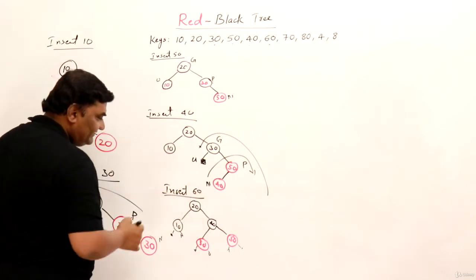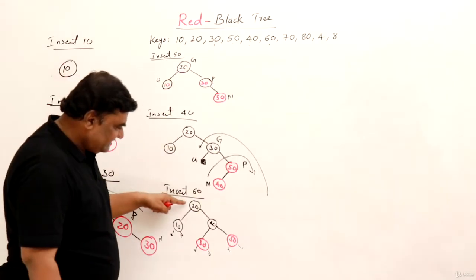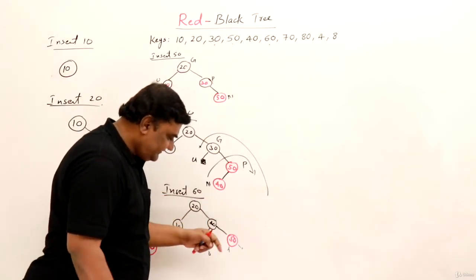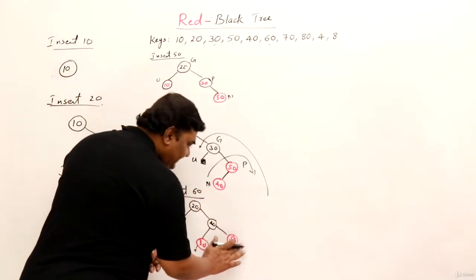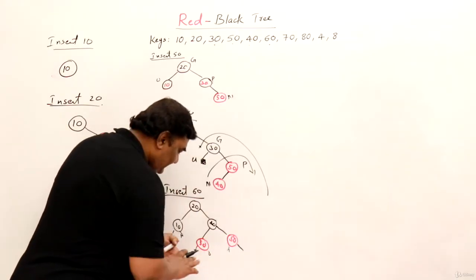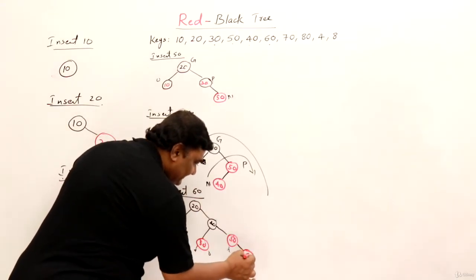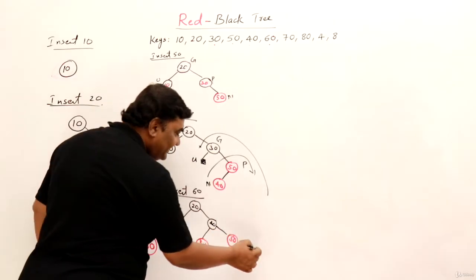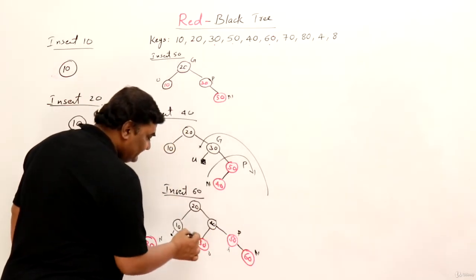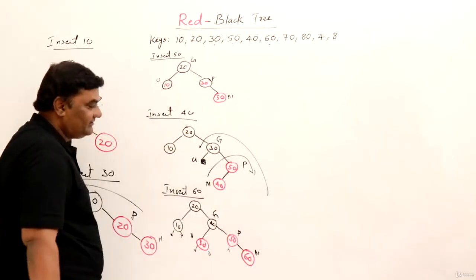So in this only I will insert 60. 60 is greater than 20, greater than 40 and greater than 50. So 60 should come here, as a right child of 50. Now this is a newly inserted node. This is parent and this is uncle and this is grandparent.